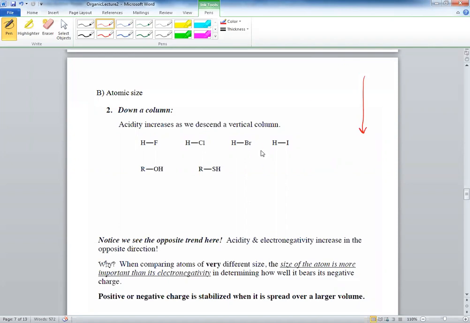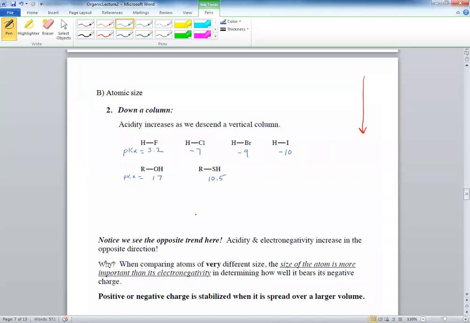Let's look at them. We have HF, HCl, HBr, HI. You remember these. You have an alcohol and you have a sulfide here. So let's look at the pKa's of these. Here's the data. The data tells us from the pKa that HF has a 3.2. HCl is a -7. HBr is a -9. HI is a -10. And the pKa of the alcohol here is 17. And of course, 10.5 for the sulfide.